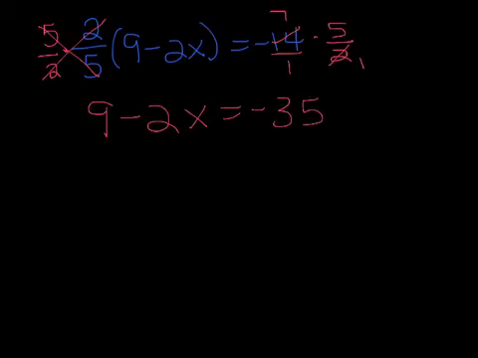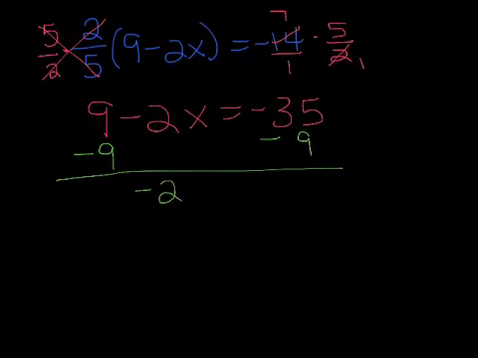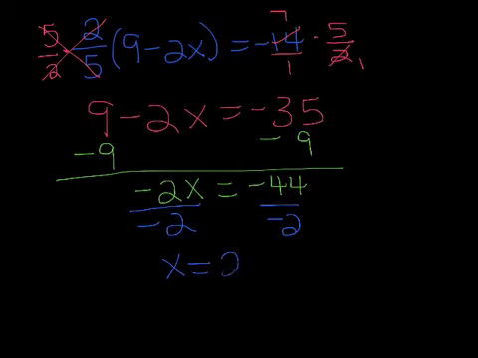From there, you're going to subtract 9 from both sides. When you do that, you end up getting negative 2x equals negative 44. So your last step is to get rid of that negative 2 with the x by dividing both sides by negative 2. And your answer will end up being x equals positive 22.